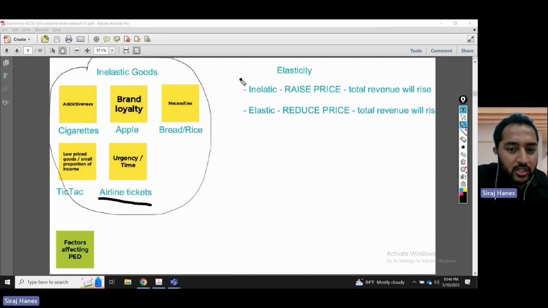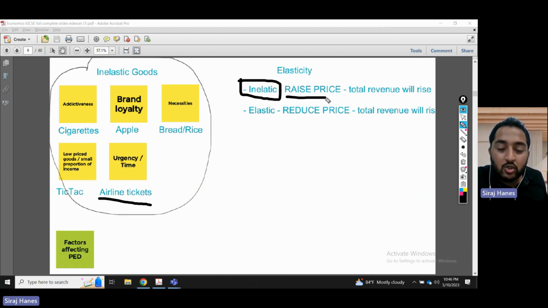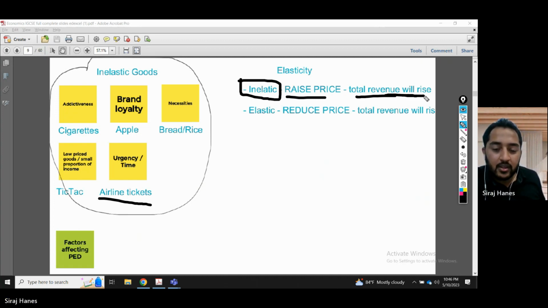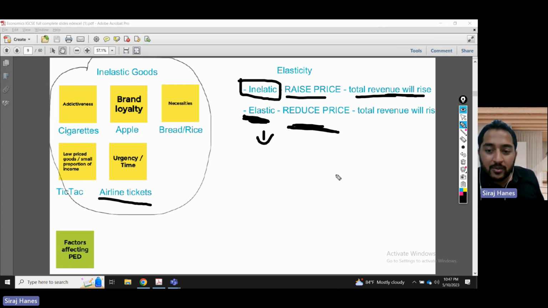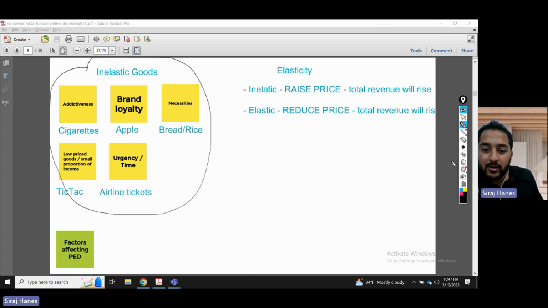So if you are a producer and you know your goods are inelastic, raise your price, guys, because people will continue to buy. That way your total revenue will rise. If you know that it's elastic, you know that people are going to leave you if you raise your price, so reduce the price in that case. When you do reduce the price, a lot of customers will come in, the total revenue will still rise. A lot more customers will come in to buy. So these are factors affecting price elasticity of demand.